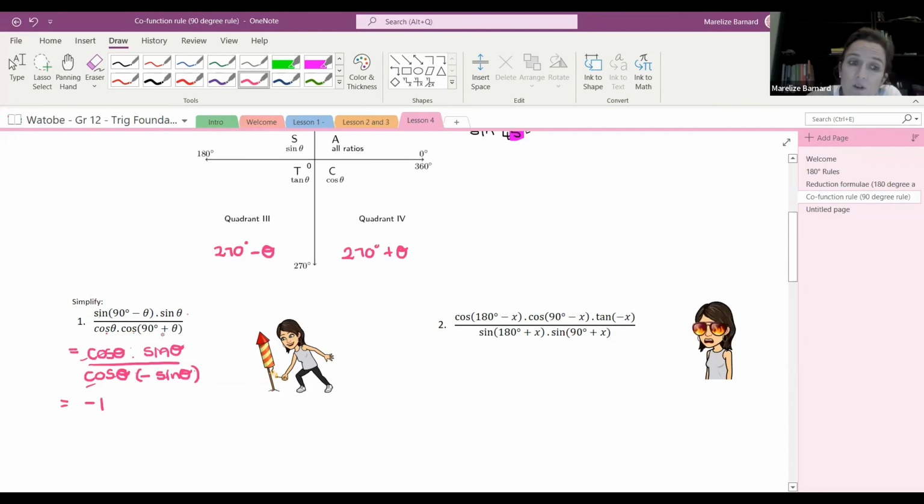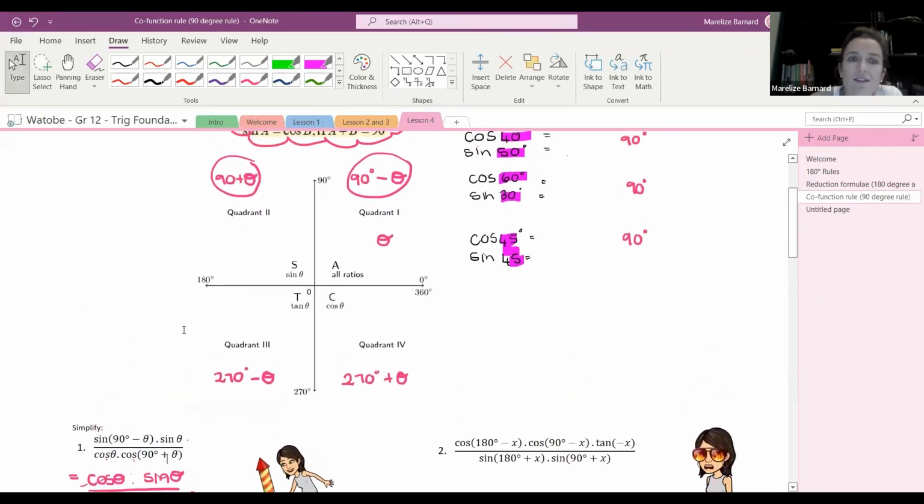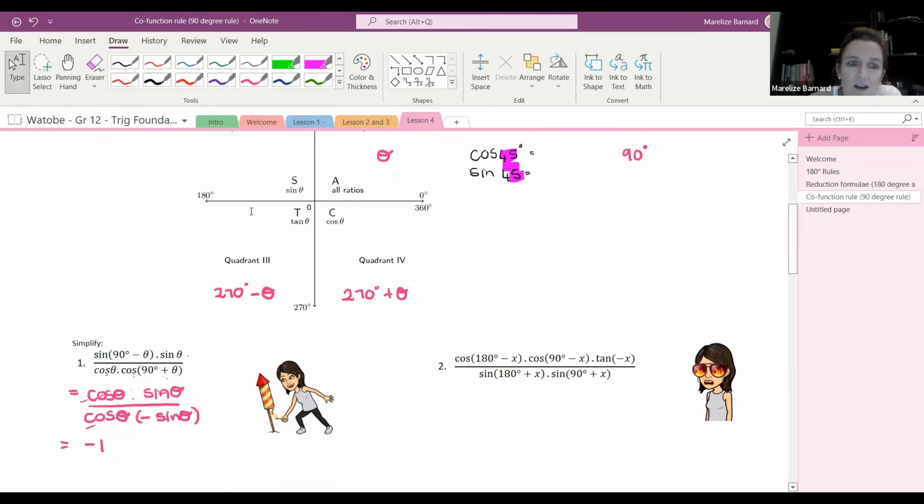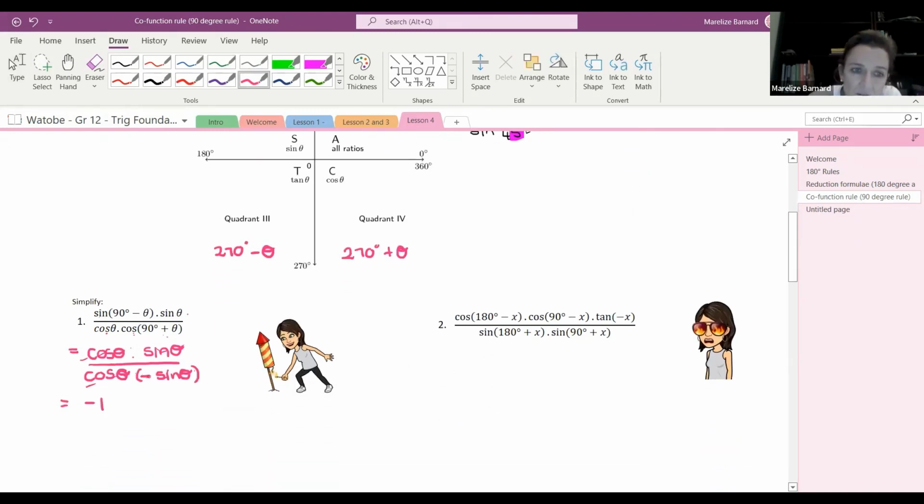Now, when you are working with the 90-degree rule and you have cos 90 plus theta, 90 plus is in the second quadrant. It's over here. So cos is negative in the second quadrant. That's why we make it negative, but cos also needs to change to sine because we are doing the 90-degree rule here. So negative sine theta.